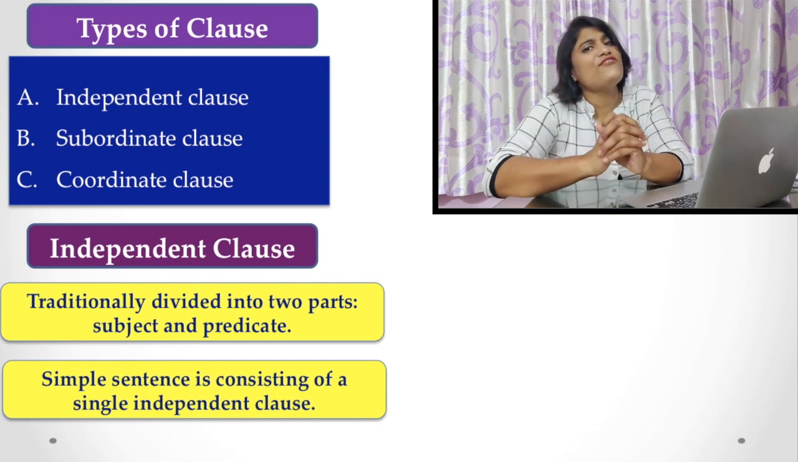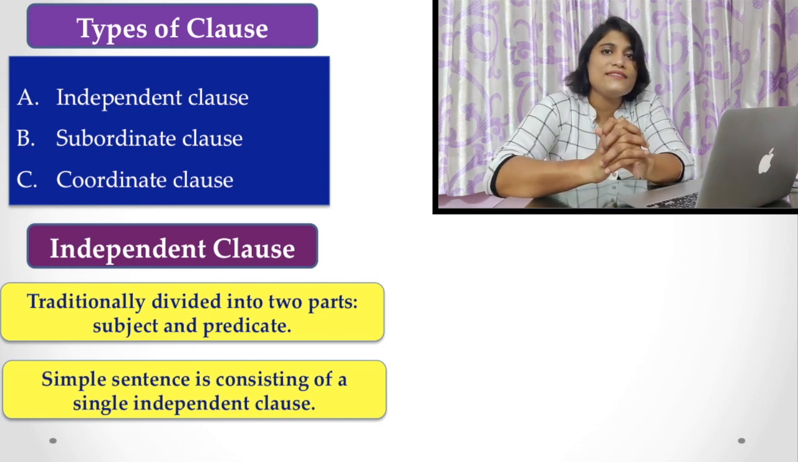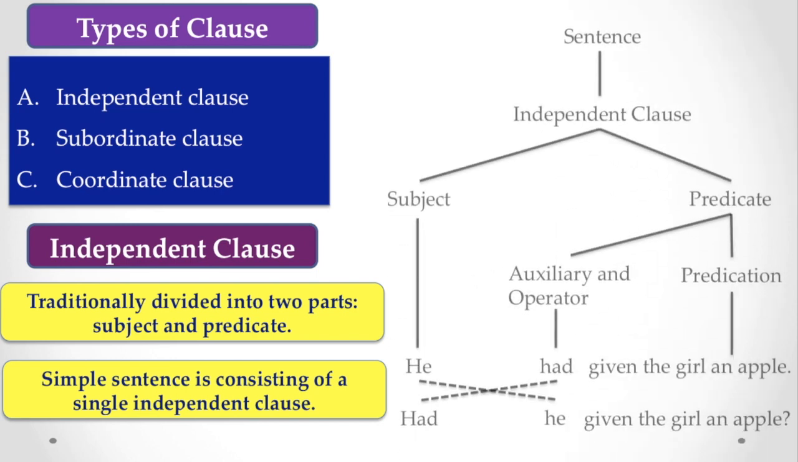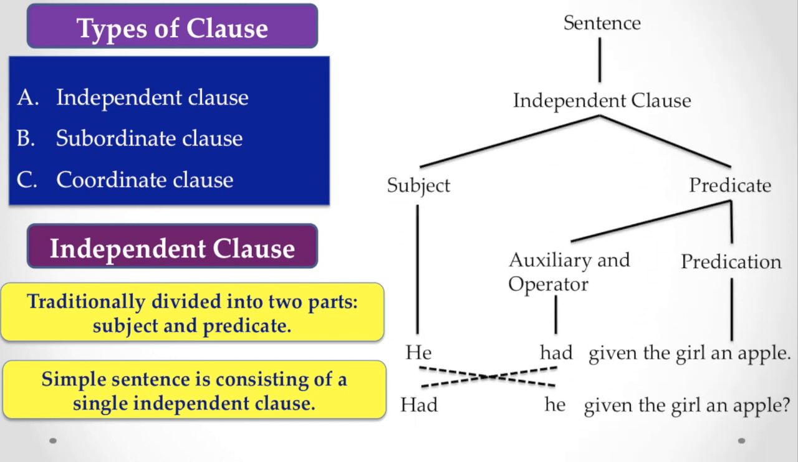So there are three types of sentences in English language structurally, that is simple, complex and compound. In a simple sentence, a single independent clause is used. Here, this is an example for you, if we take this sentence: he had given the girl an apple.